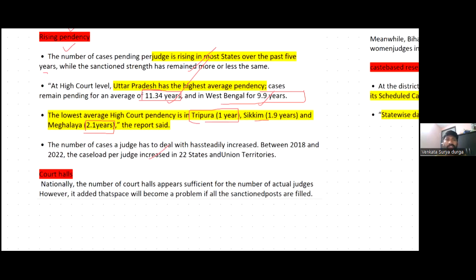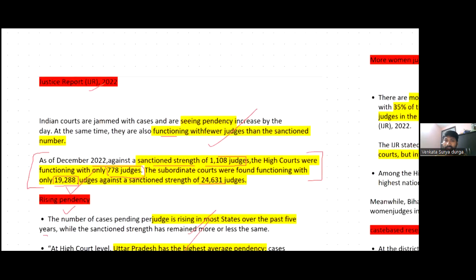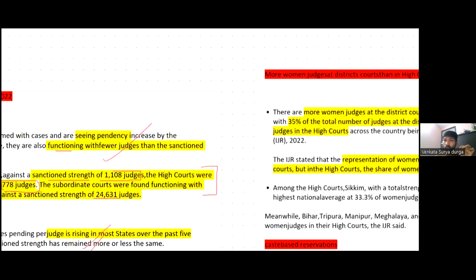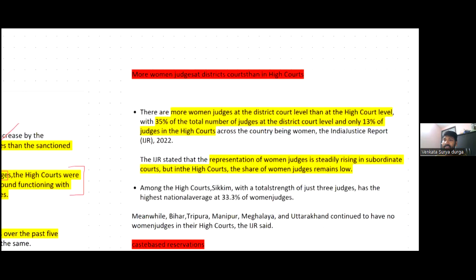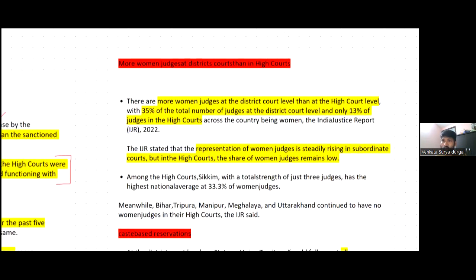This article also discussed court halls. The court halls and existing infrastructure are sufficient for the judges that the Indian judiciary currently has. However, if the judiciary and government start recruiting more and more judges at par with the sanctioned strength, then the court halls and existing infrastructure will not be enough. So along with recruitment of judges, the government and the judiciary should also focus on further increasing the infrastructure in the courts so that the justice delivery system will be more effective and dispose of cases as early as possible. Since there has been a huge pendency of cases, justice is not delivered on time.